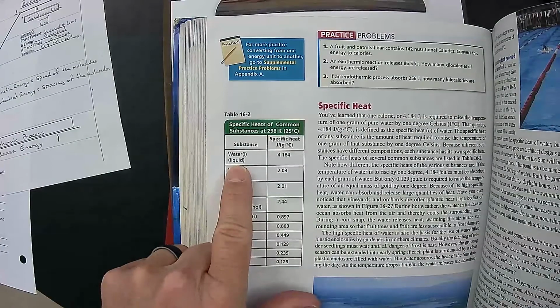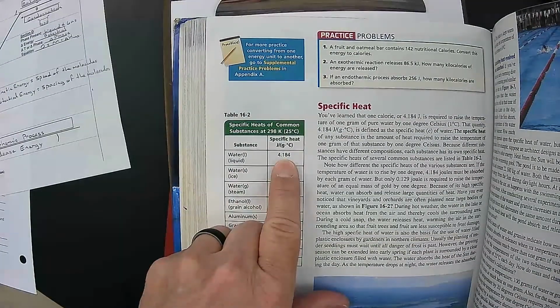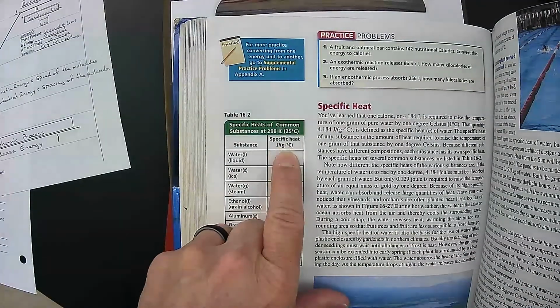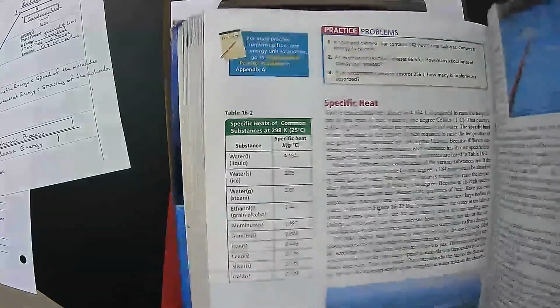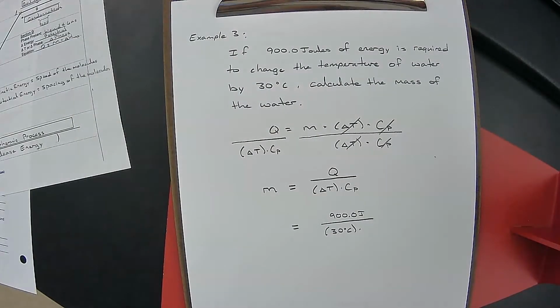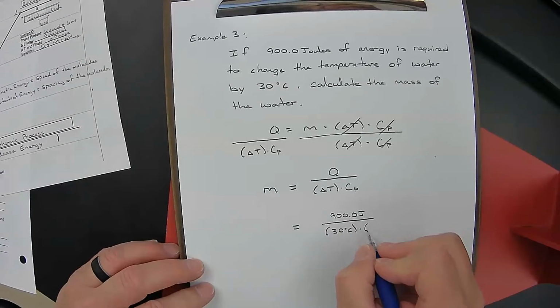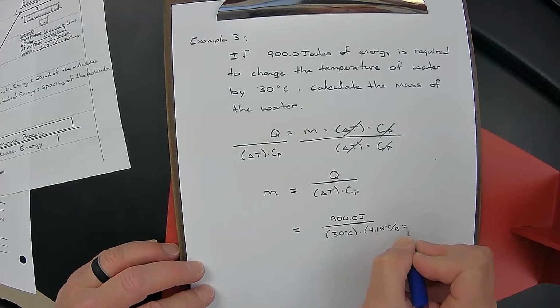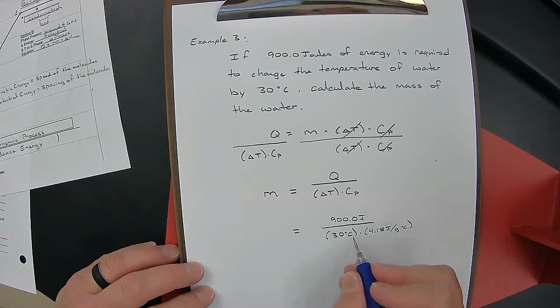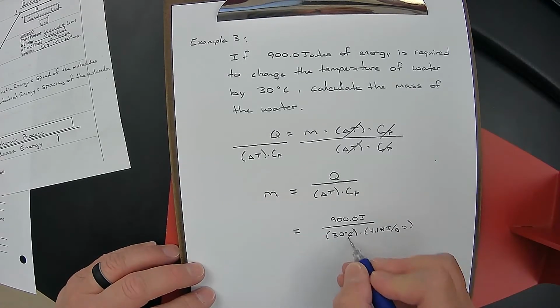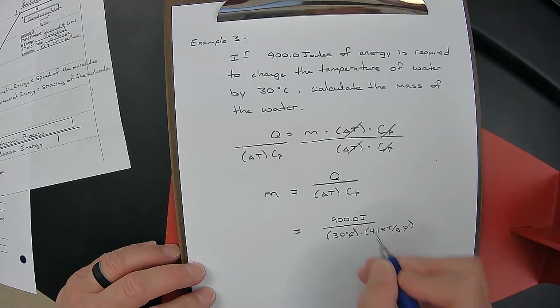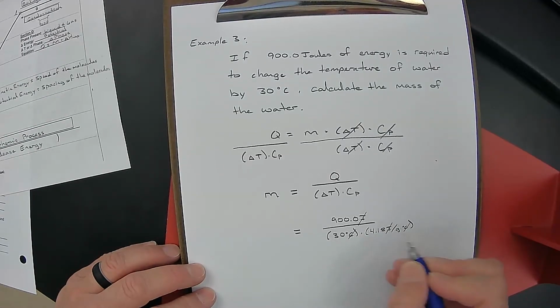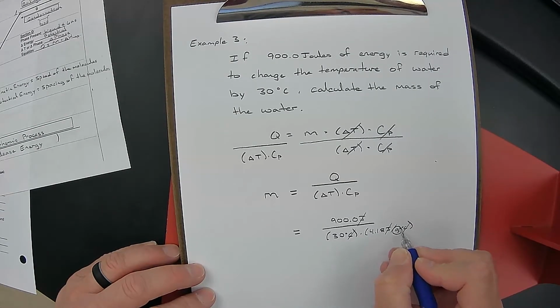The liquid, 4.18. So joules per gram degrees Celsius. So I put 4.18 joules per gram degrees Celsius. Now, if we look at the units, the degrees Celsius is crossed out, the joules cross out, and the only unit I have left is grams.